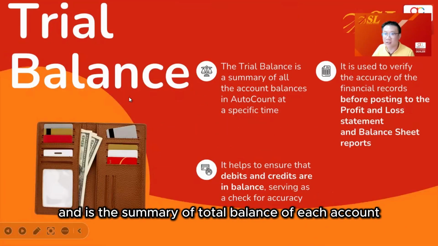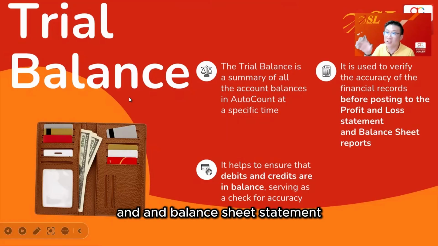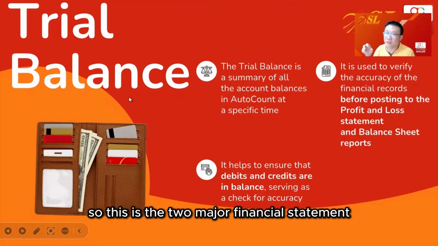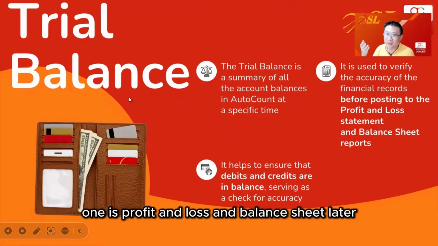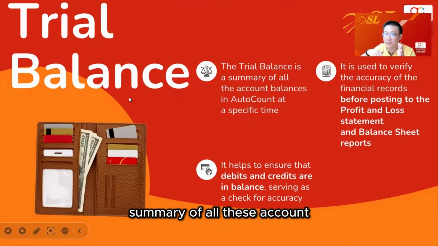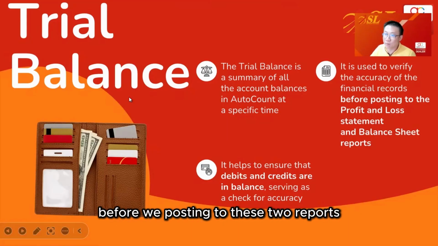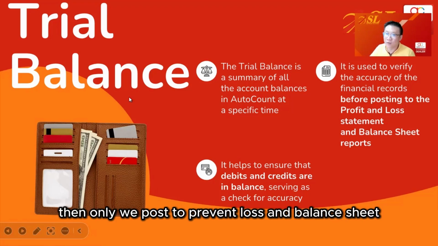And trial balance is the summary of the total balance of each account before we post into our profit and loss statement and balance sheet statement. So these are the two major financial statements for a business. I will explain what profit and loss and balance sheet are later. So the trial balance is the summary of all these accounts before we post to these two reports. This summary must be balanced. We double check whether the credit side and the debit side are balanced or not. Once balanced, only then do we post to profit and loss and balance sheet.